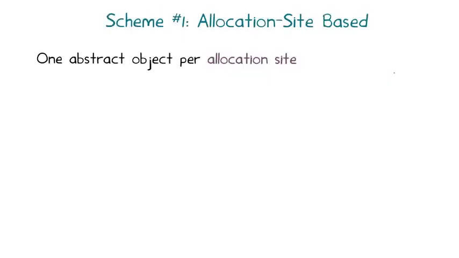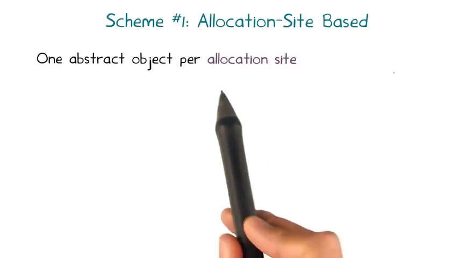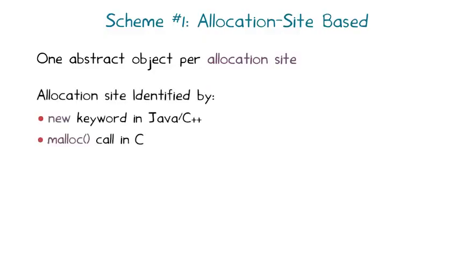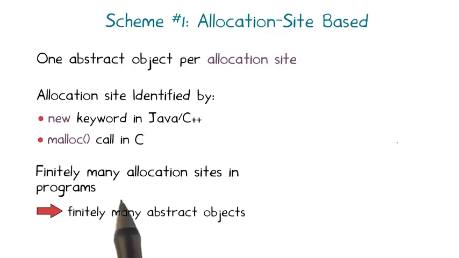The heap abstraction scheme used by the pointer analysis algorithm we studied in this lesson is called the allocation site-based scheme. This scheme partitions concrete objects based on the site in the program where they were created, called the allocation site. In other words, each abstract object under the scheme corresponds to a separate allocation site. Allocation sites are identified by the new keyword in Java and C++ and by the malloc function call in C. Since there are finitely many allocation sites in a given program, a pointer analysis using this scheme is guaranteed to result in a finite number of abstract objects in the constructed points-to graph.